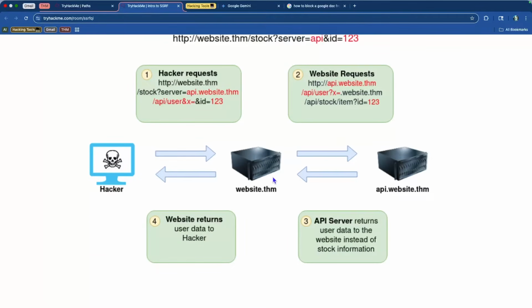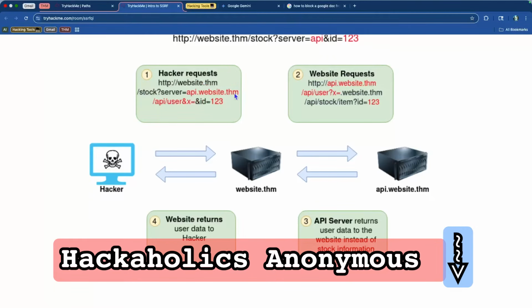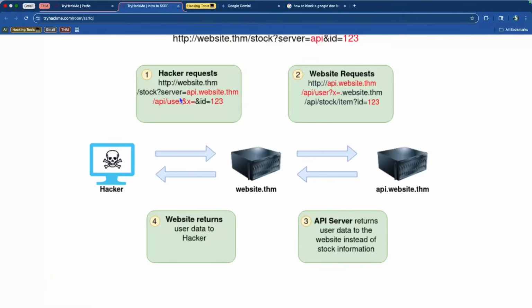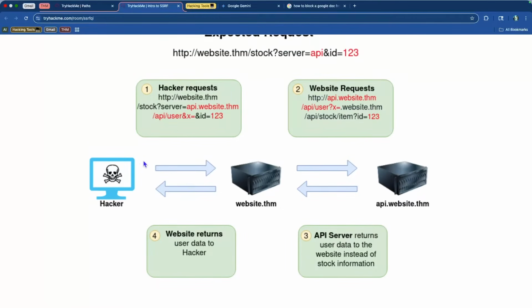Hopefully it's not too confusing to understand. Feel free to pause the video at this point to look at the difference between these two elements. This is what is actually submitted to the website. The website converts this into this and then submits it to the API server. Then the API server will return that data to the website, and the website will display it to the hacker.